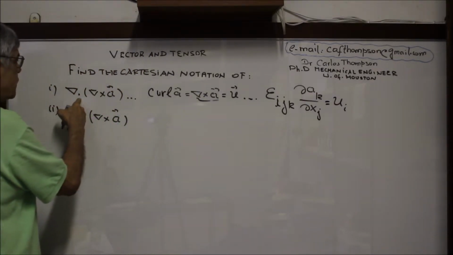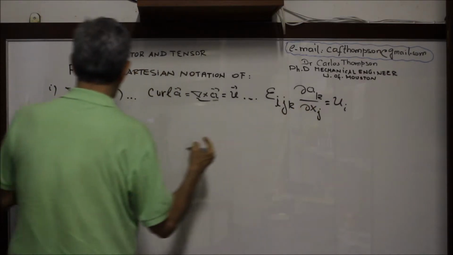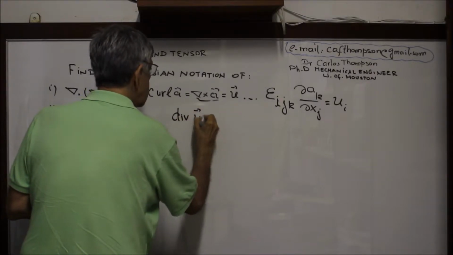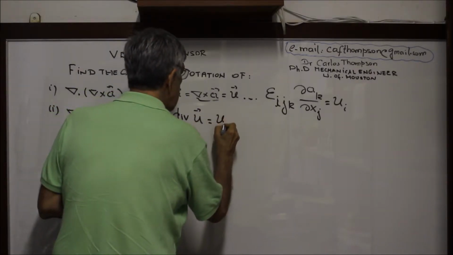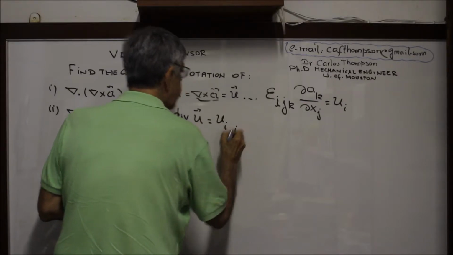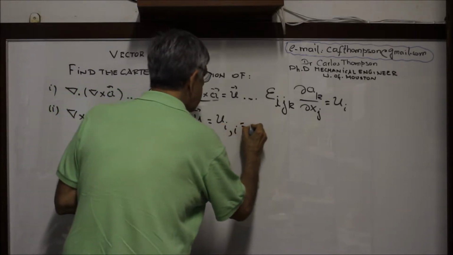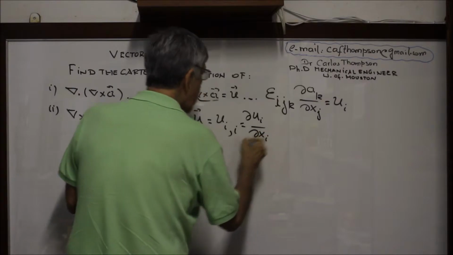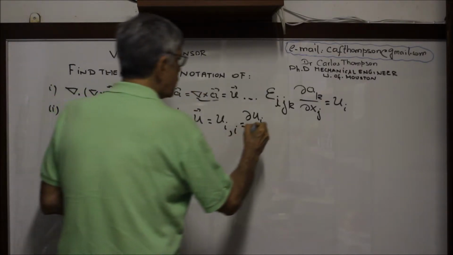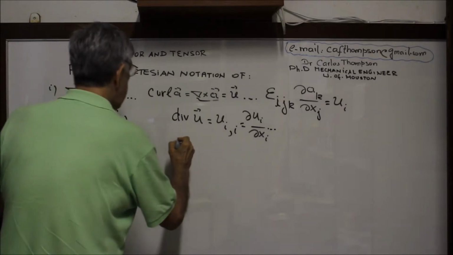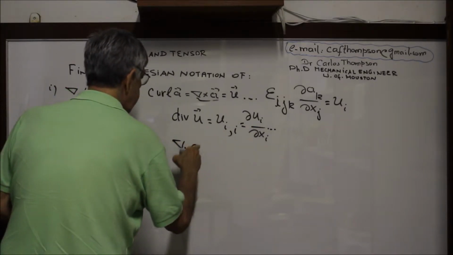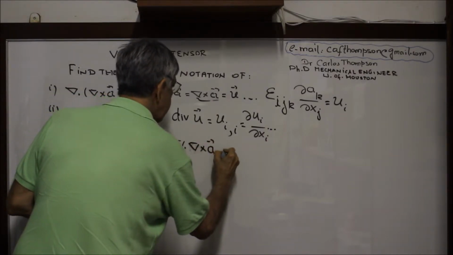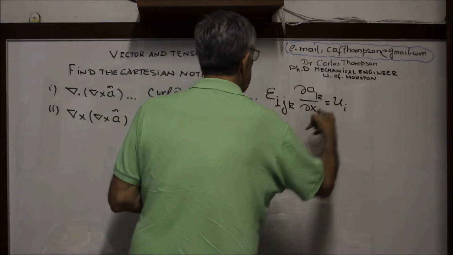Now divergence of vector U. So the divergence of U is equal to U i comma i. Because what is this? This is a scalar, divergence of U, partial of U i with respect to x i. I just wrote this. So the divergence of U, I can write like I put the comma over here.